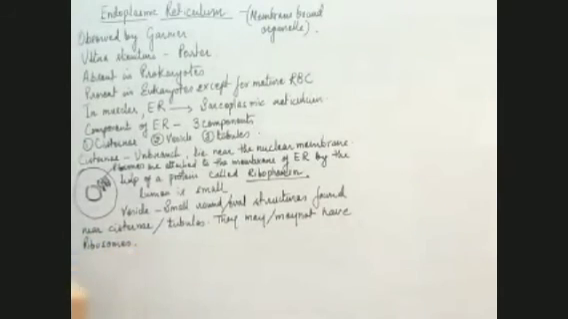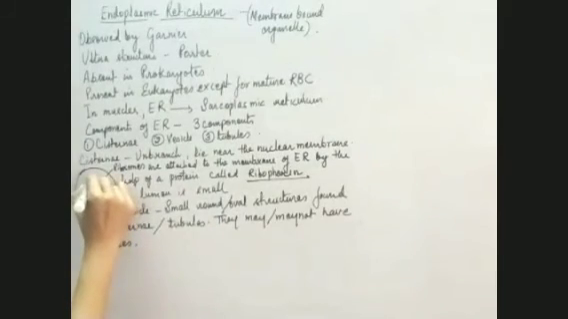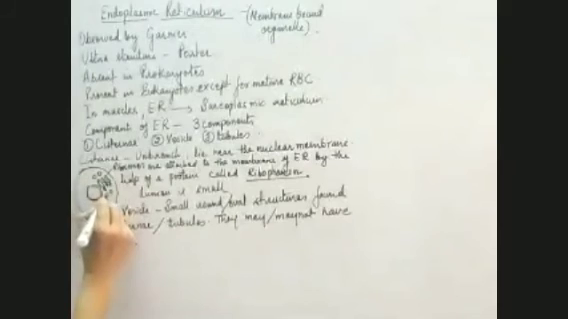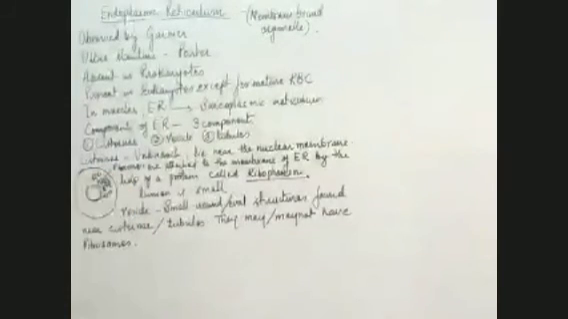So where are these vesicles present? See, vesicles are present here, here, here, and here. Some of them can have ribosomes on them, like this, and some may not have. So these are small round or oval structures which are present near the cisternae or tubules. They may or may not have ribosomes.